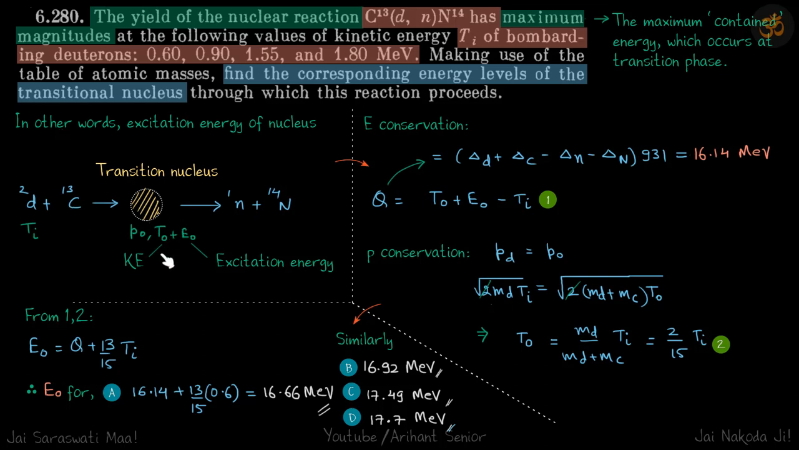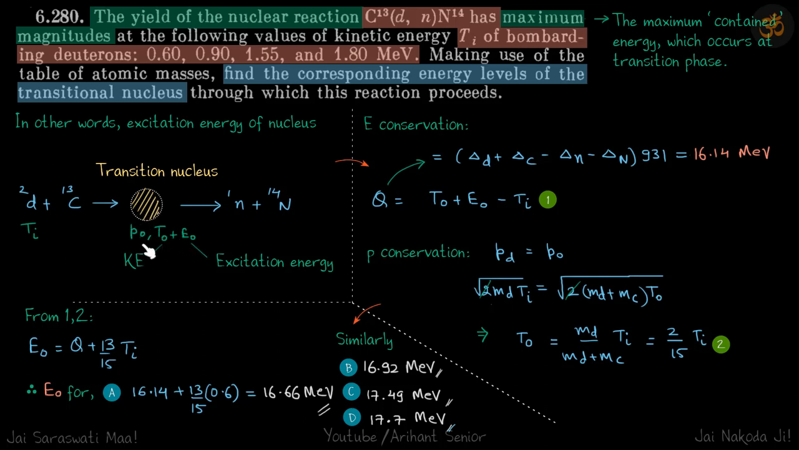When we represent it in this form, initially we have these neutrons that have their kinetic energy Ti, that is given to us. Then we have a transitional phase, and eventually this reaction occurs. In the transitional phase, the whole system will have a certain momentum and a certain energy.